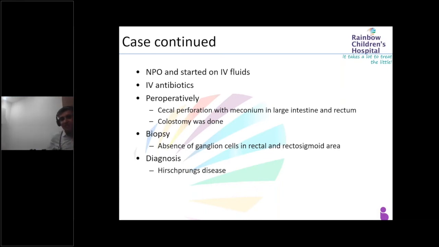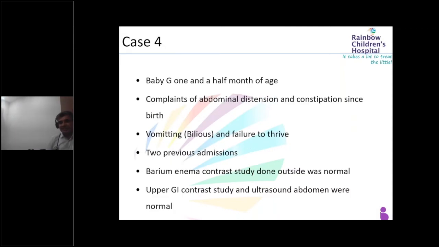Hirschsprung's disease can have variable presentations. It can present immediately after birth, and it can present later during childhood and even into adulthood. The next is again a very interesting case. The baby was admitted to us at 1.5 months of age. The baby had distension along with constipation since birth, intermittent episodes of vomiting, and did not gain any weight in the last 1 month.